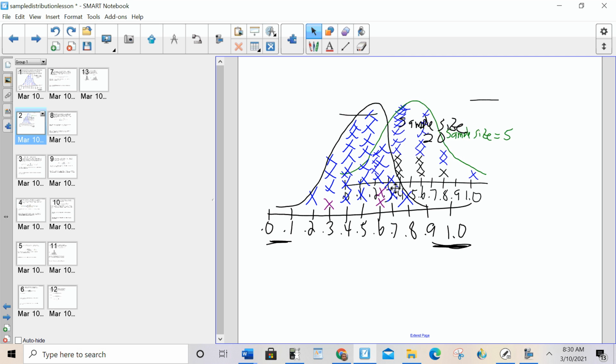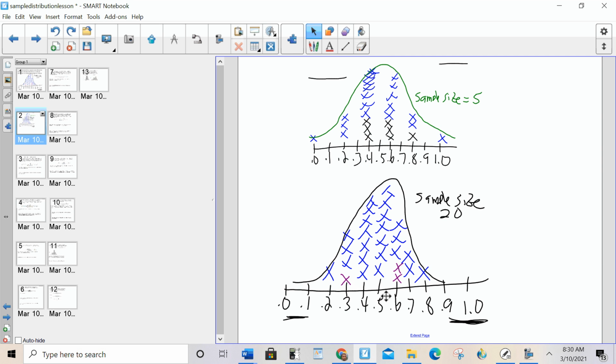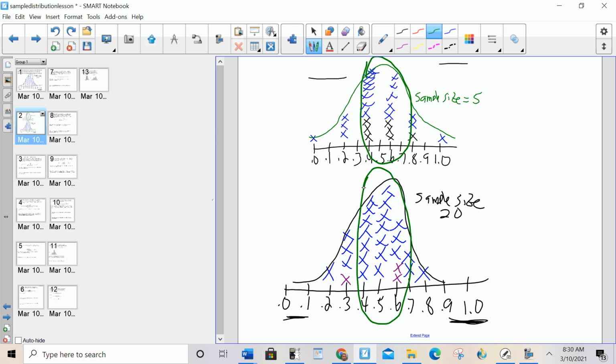So let's compare these two. Let's talk about what's the same about them. Let's talk about what's different about them. What's the same about them is that they are both centered around the middle, meaning that their mean is relatively the same.